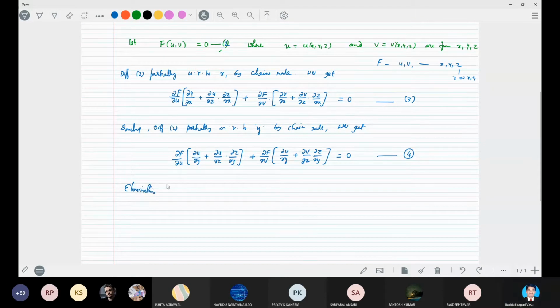Eliminating: the f functions are involved in the form of dou f by dou u, dou f by dou v. How can we get that? These two, dou f by dou u and dou f by dou v, must be removed, eliminated from 3 and 4. How? Can anybody say? Very simple. By dividing. We can find the ratio.